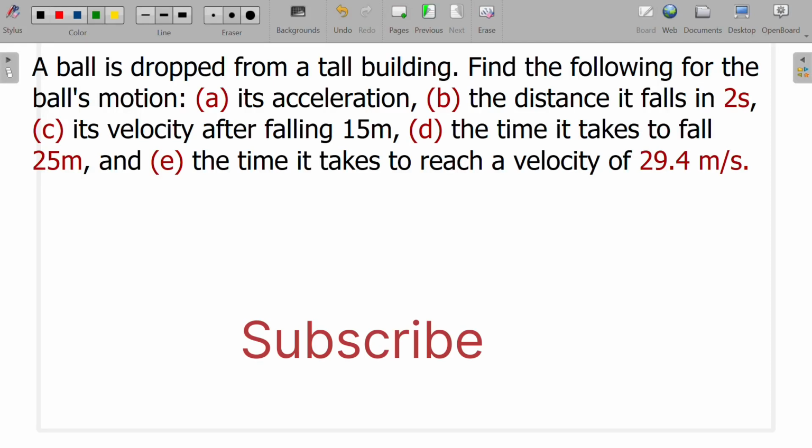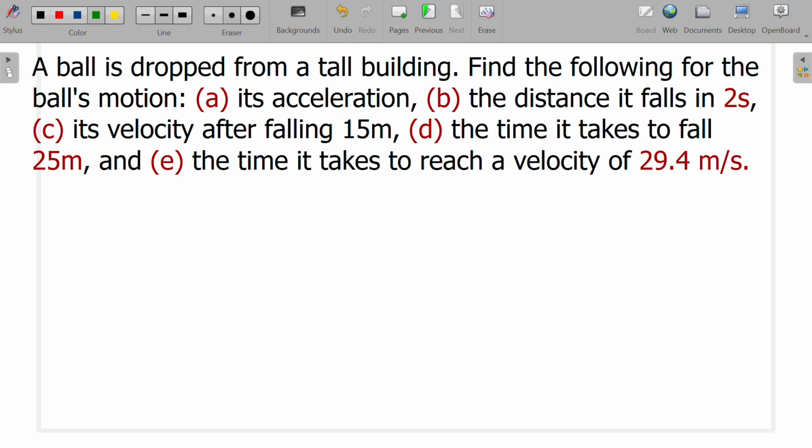Hello viewers, so we have this question under kinematics. It says a ball is dropped from a tall building. Find the following for the ball's motion. A, its acceleration; B, the distance it falls in 2 seconds; C, its velocity after falling 15 meters; D, the time it takes to fall 0.5 meters. Then the last part is the time it takes to reach a velocity of 9.4 meters per second.